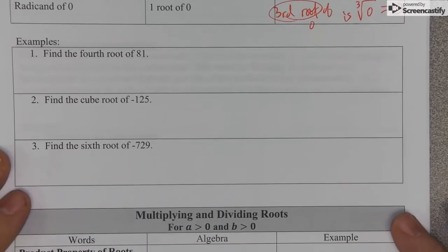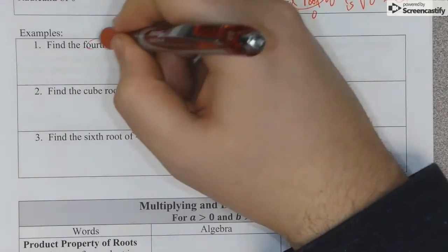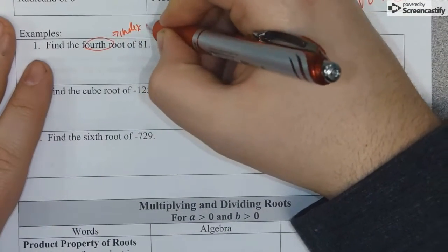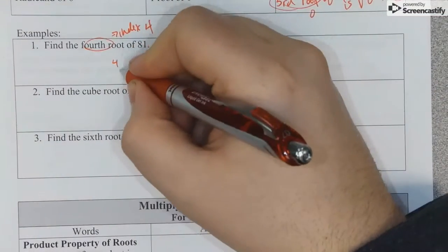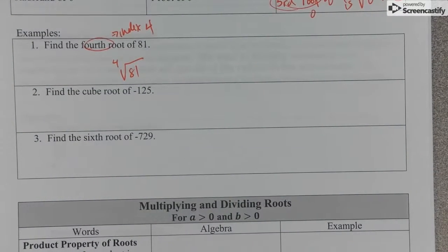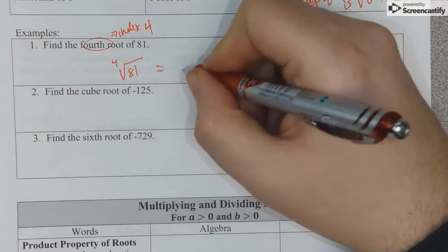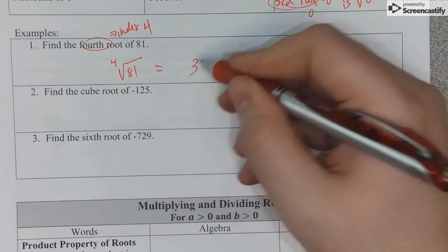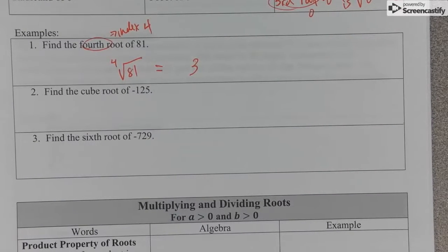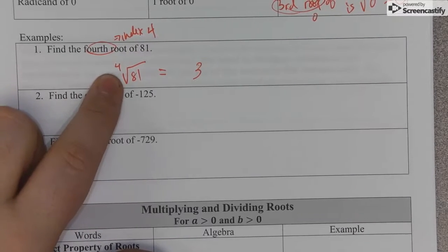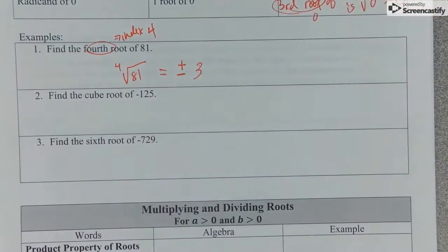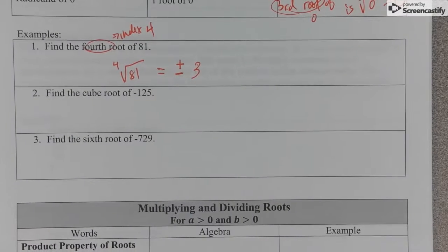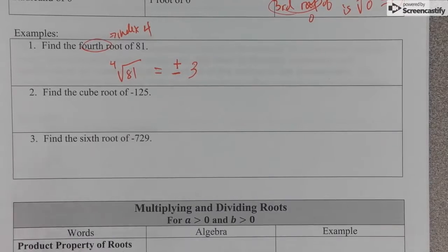Okay, so here are some examples. The fourth root of 81. Fourth root means my index is 4, and underneath my radical is 81. If you do that in a calculator, 3 times 3 times 3 times 3 gives me 81. So I would have 3. But remember, I told you, your calculator is only going to give you the principal or the positive root when your index is even. So 4 is an even number, which means I need to have plus 3 and minus 3. Those are the fourth roots of 81. So you need the plus and the minus, since 4 is even.